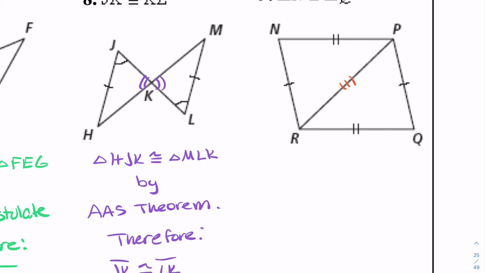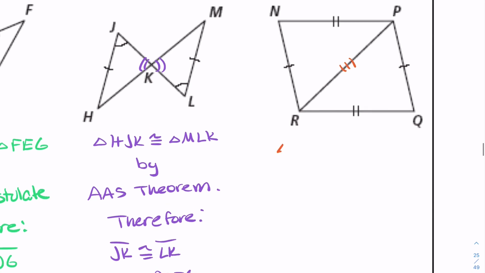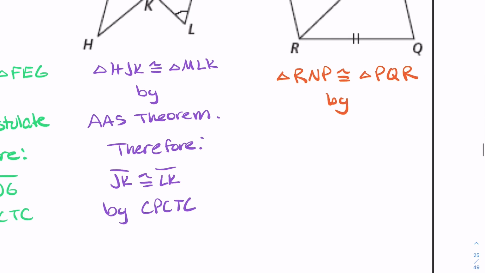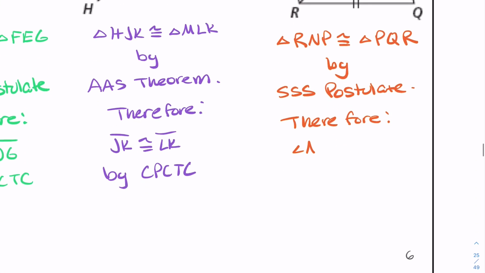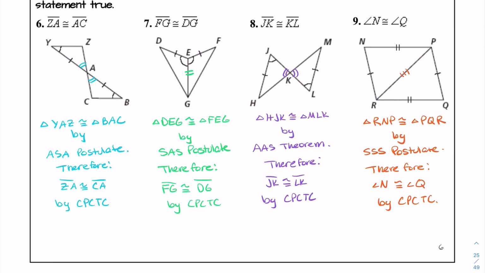And lastly, our last question of the day, we have side, side, side. They share that side, so I'm going to do triangle RNP is congruent to triangle PQR by side, side, side postulate. Therefore, angle N is congruent to angle Q by CPCTC.